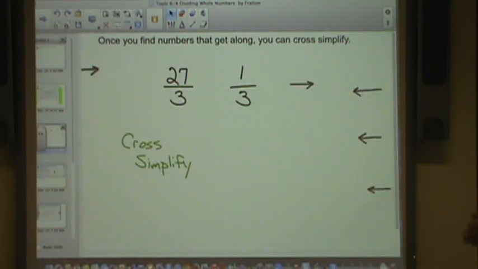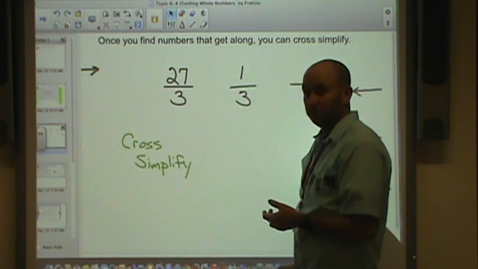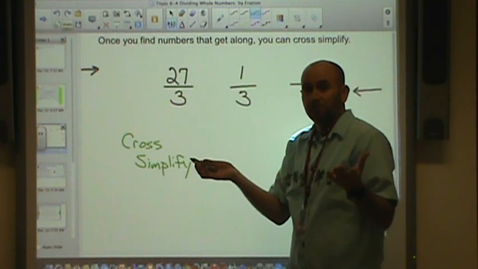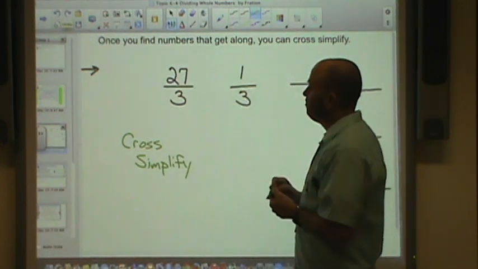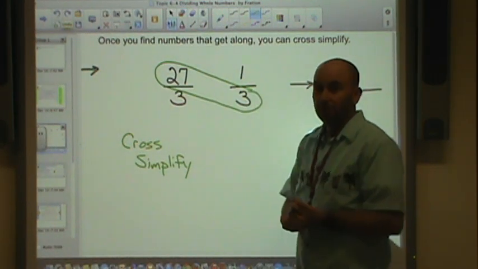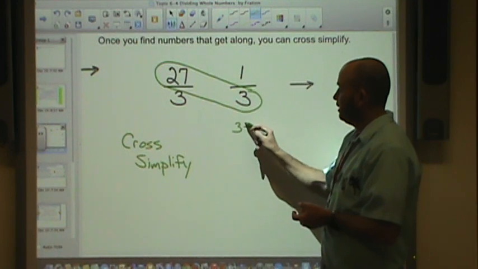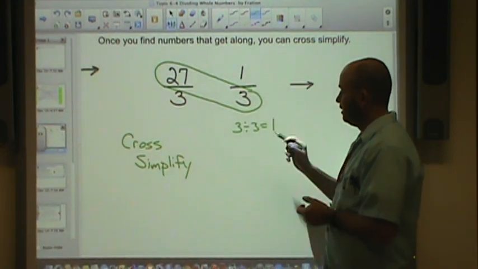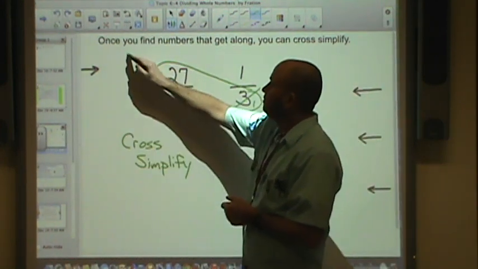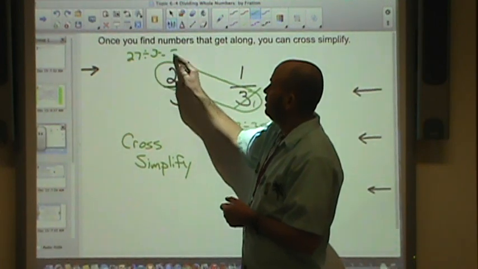Okay. Now, it's probably becoming obvious to you that 1 and 3, you don't have to bother with them. They're about as simplified as you can get. However, 27 and 3 definitely can be simplified. 3 can be divided by 3 to get 1. 27 divided by 3 will give you 9.